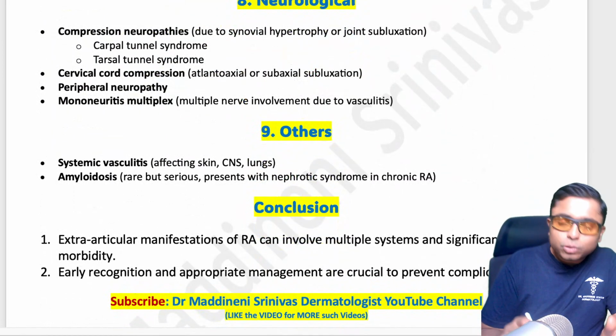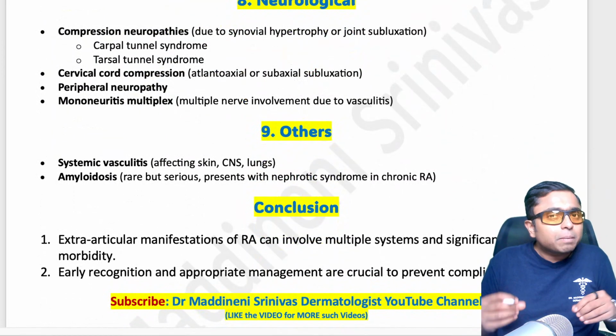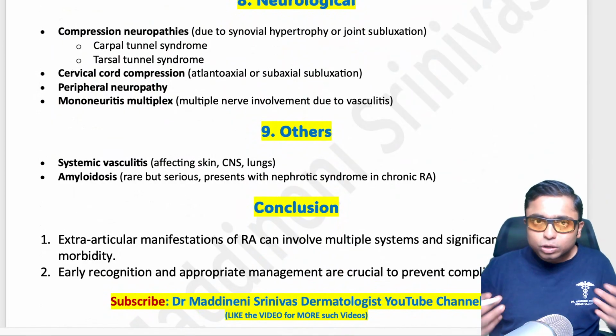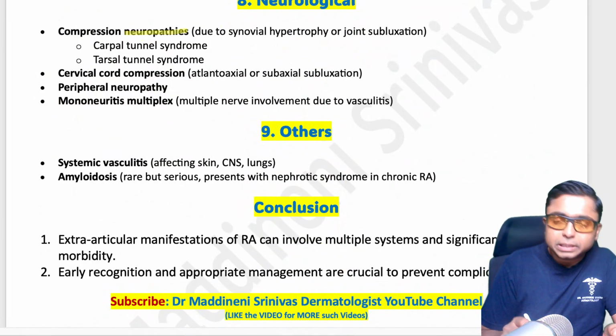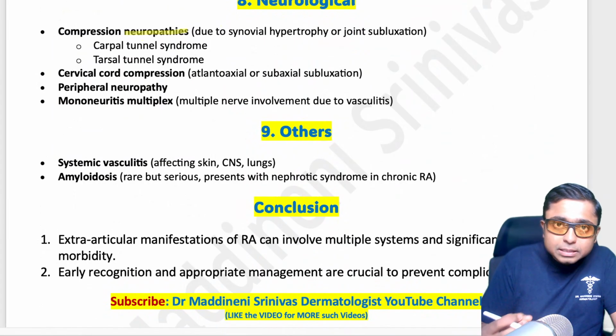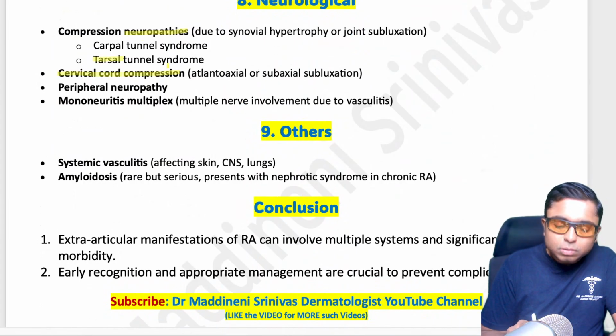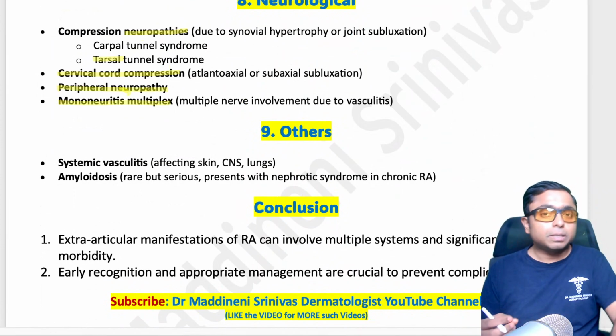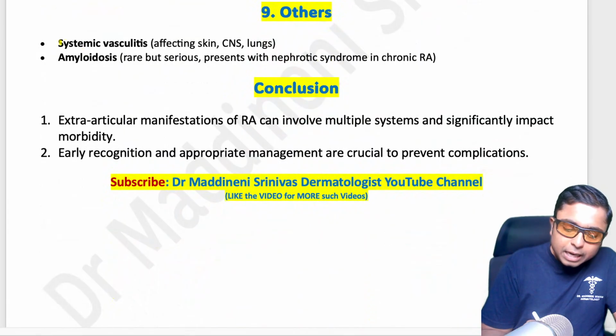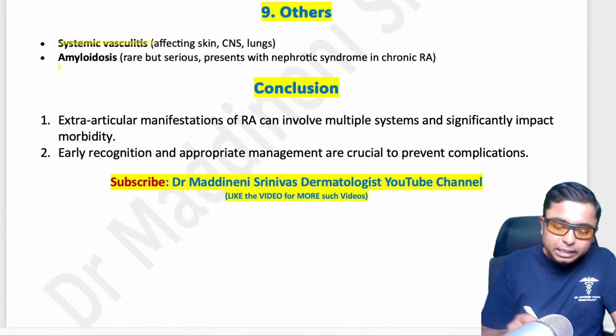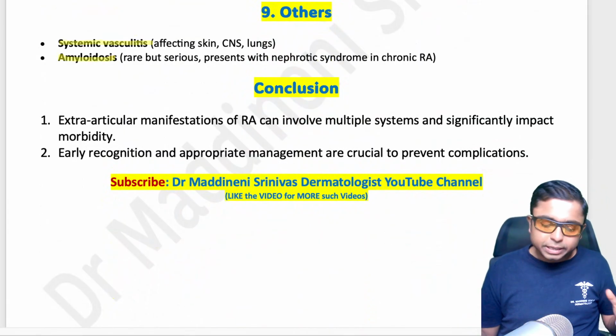And in the neurological, just remember there's going to be subluxation of the joints, because of which there can be compression neuropathies, carpal tunnel syndrome, and also tarsal tunnel syndrome. And there can also be cervical cord compression, peripheral neuropathy, and mononeuritis multiplex could also be associated. And there can be systemic vasculitis and amyloidosis, though it is a rare condition.